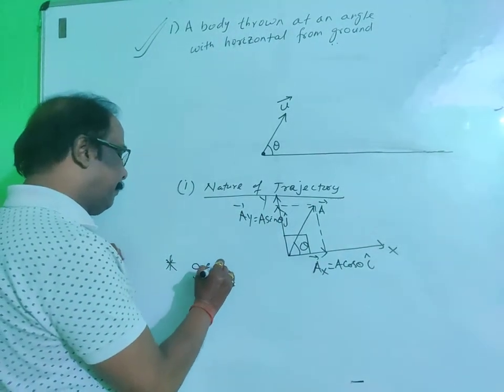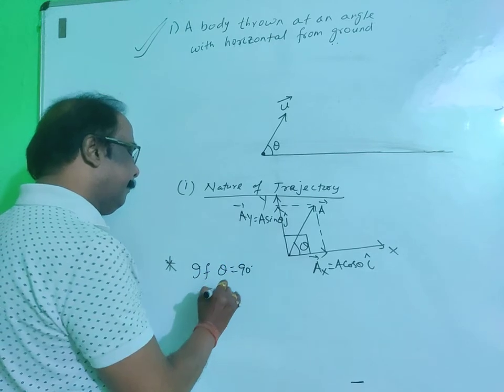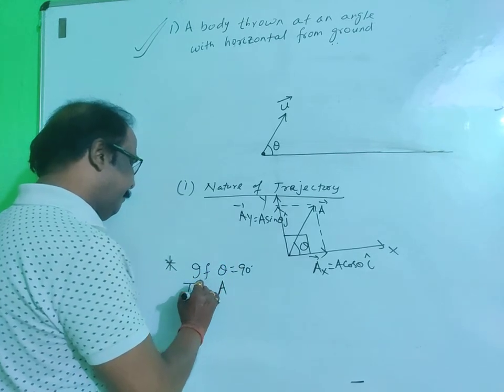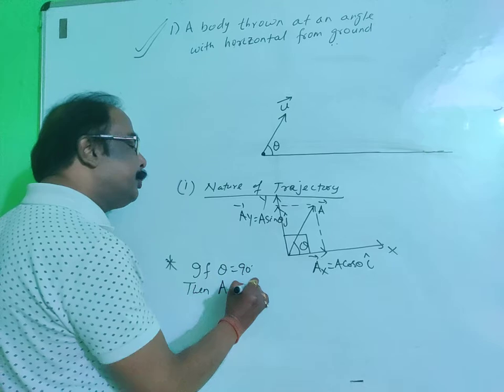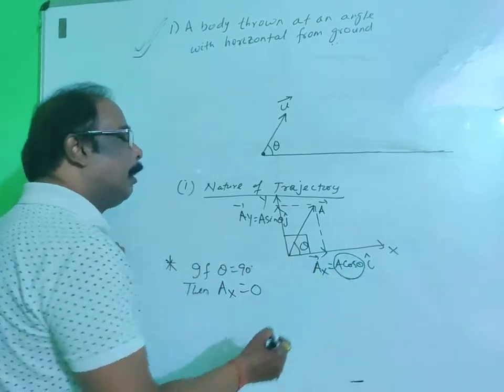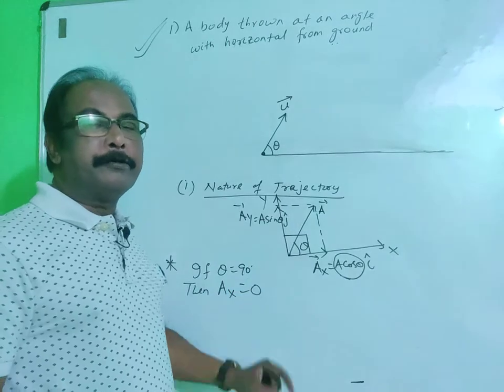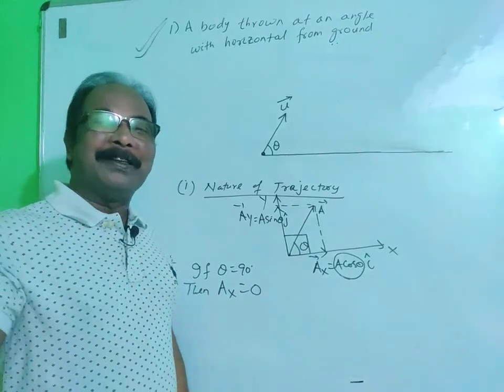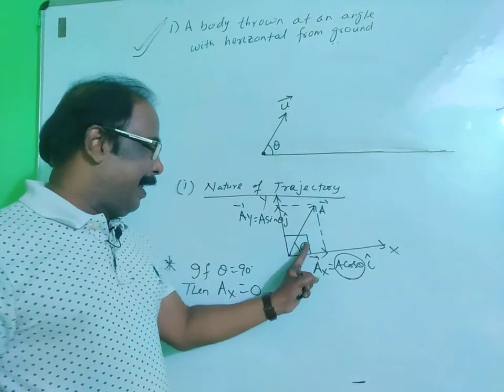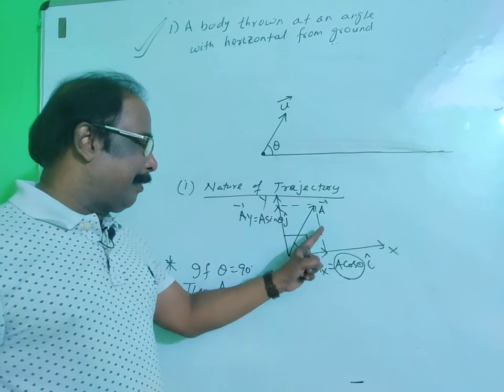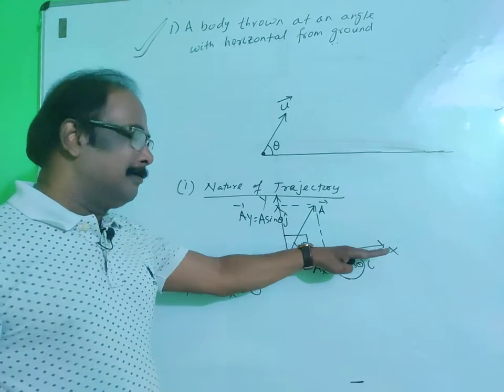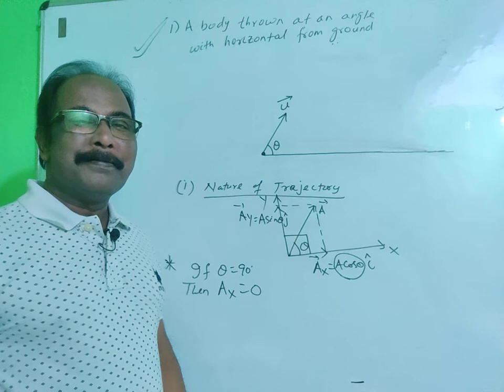If theta is 90 degrees, then Ax is 0, meaning A cos theta, A cos 90 is 0. You have to keep it in your mind. A vector has no component if theta is 0 degree along the y axis.